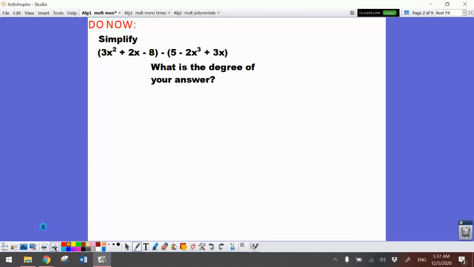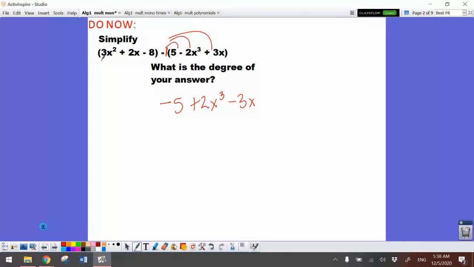Go ahead and hit pause, see if you can simplify this, write it in standard form, and come up with the degree of your answer. All right, let's see how you did. So the first thing I have to remember is there is a -1 here and I need to distribute. So let's go ahead and distribute that. So -5, a negative is a positive. And a -1 times 3 is a -3x. Remember, when I'm distributing a coefficient, it's just the coefficients that change, not the powers.